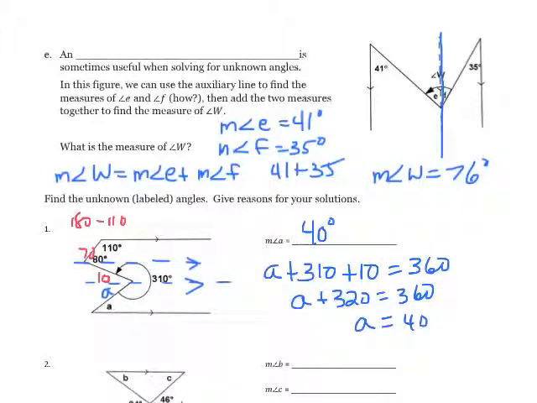So if I were to list the reasons for my solutions, angles around a point add to 360. That was our final thing. If parallel lines are cut by a transversal, then alternate interior angles are equal. Same thing up here. And if parallel lines are cut by a transversal, then same side interior angles are supplementary. So that took 3 different reasons to figure out that problem.